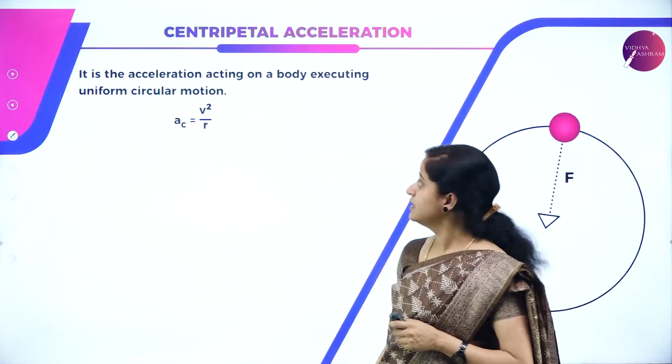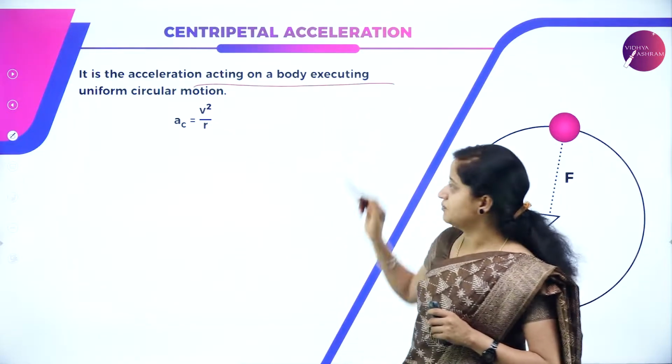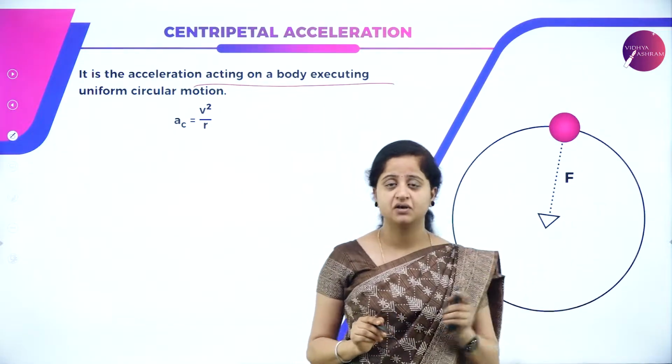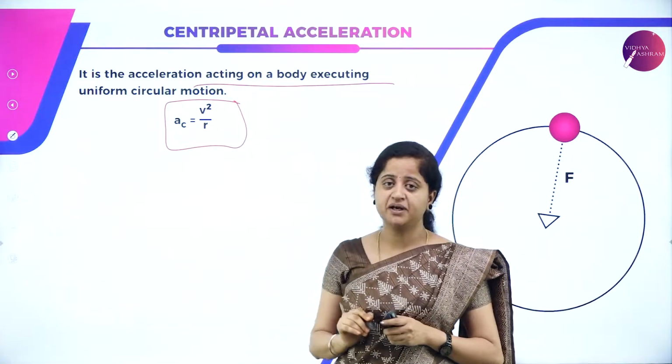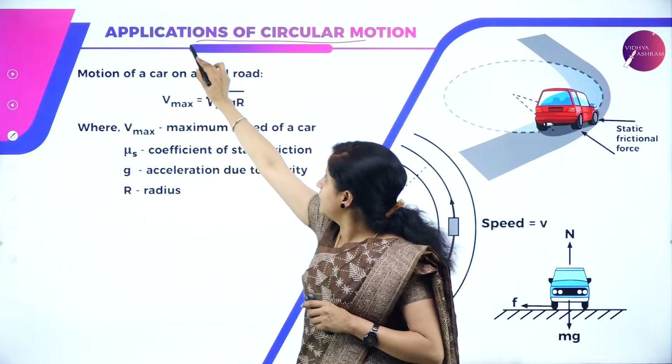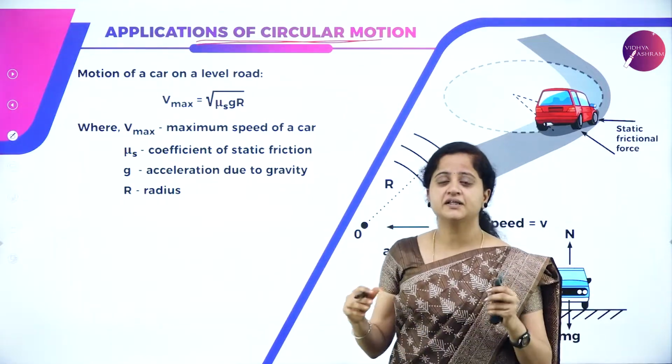Next we have centripetal acceleration. It is nothing but the acceleration that acts on a body which is executing uniform circular motion. It is given by the formula ac equal to v square divided by r. Now we are going to study the applications of circular motion. What are the applications?